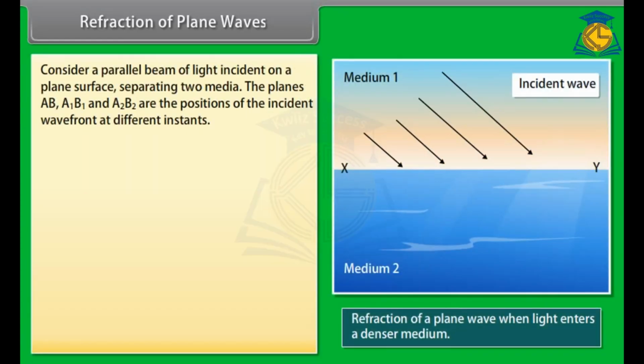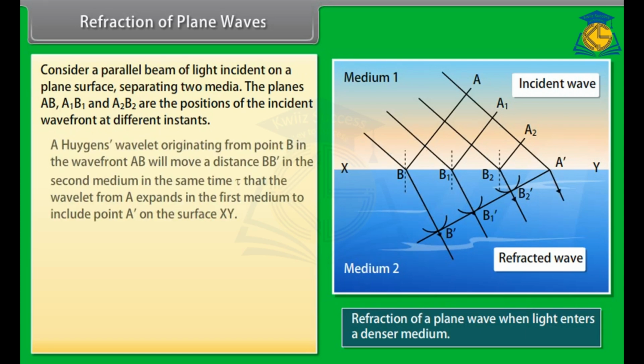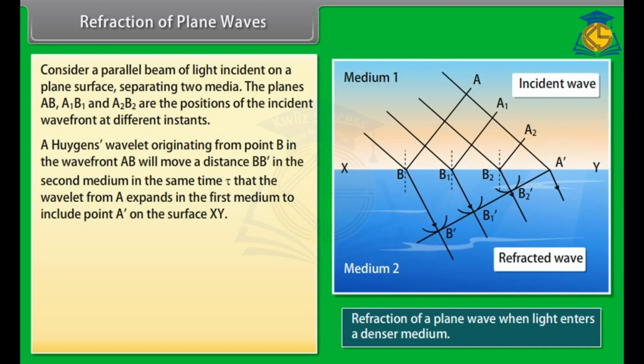Refraction of plane waves. Consider a parallel beam of light incident on a plane surface separating two media. The planes AB, A1B1 and A2B2 are the positions of the incident wavefront at different instants. A Huygens wavelet originating from point B in the wavefront AB will move a distance BB' in the second medium in the same time that the wavelet from A expands in the first medium to include point A' on the surface XY.